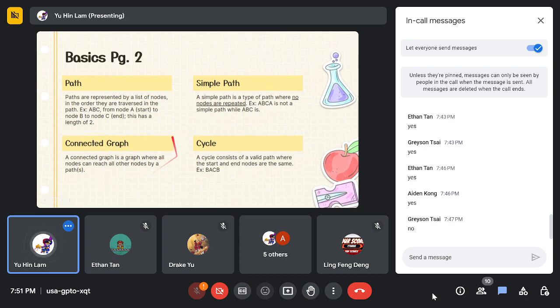A connected graph is a graph where all nodes can reach other nodes by some sort of path. And lastly, what we just talked about are cycles, where our starting point and our ending point are the same. So in our example right here, it will be B, A, C, B. So this is a cycle as our starting and ending is the same point. Are there any questions about vocabulary?